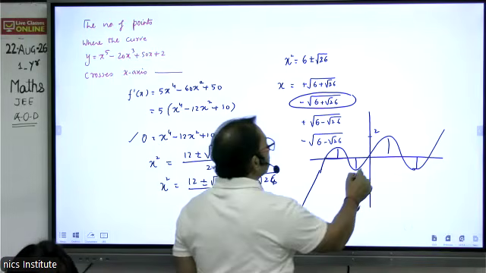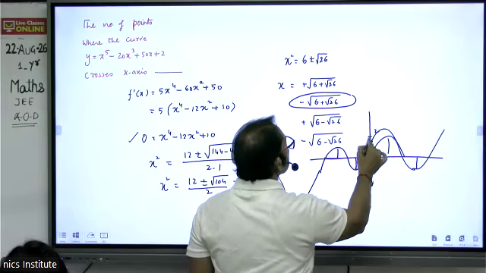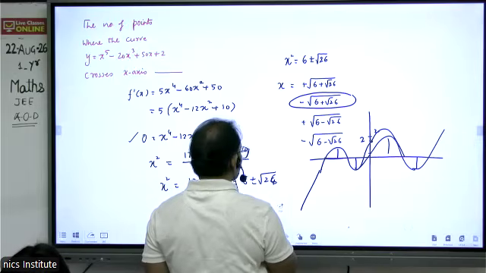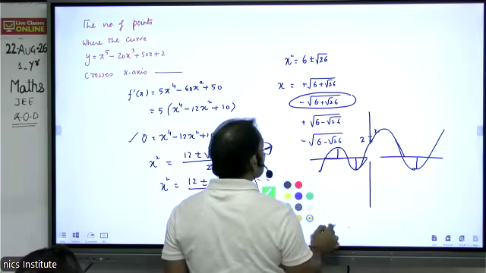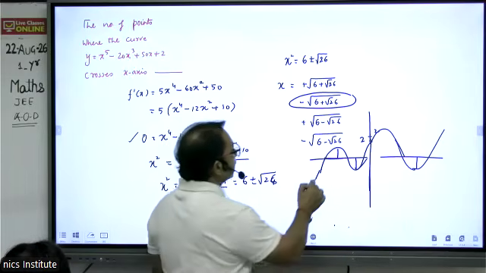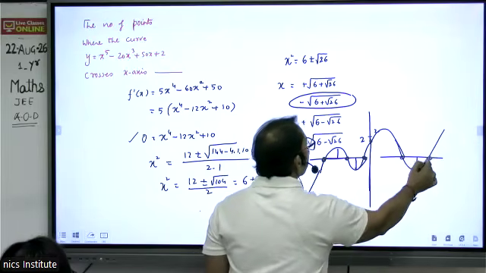Yes, at 2 it'll intersect. 2 is this. This is 2. So how many points is it intersecting? 1, 2, 3, 4, 5.